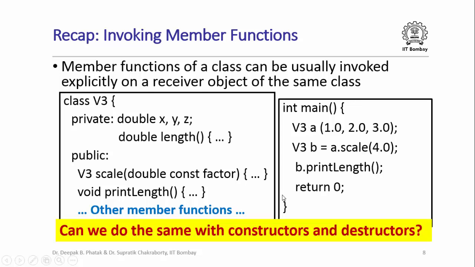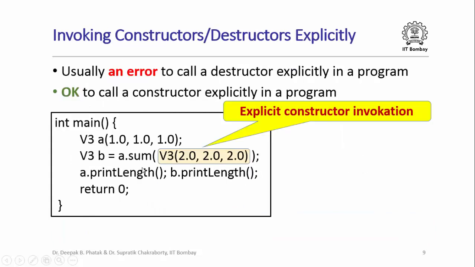The question now is that since we have seen in the last lecture that constructors and destructors are also public member functions of a class, can we do the same with constructors and destructors? Can we invoke them explicitly in the main program or in some other function, just like other public member functions? Well, the answer to that is, in C++, it is usually an error to call a destructor explicitly in a program.